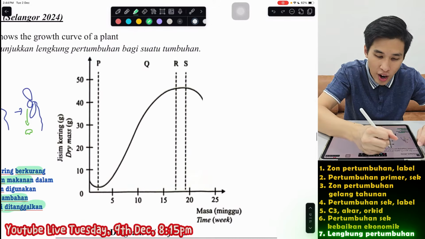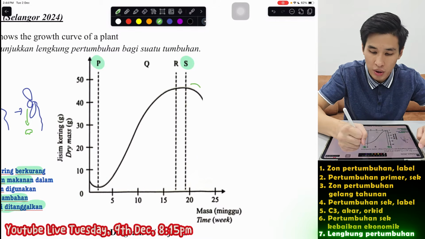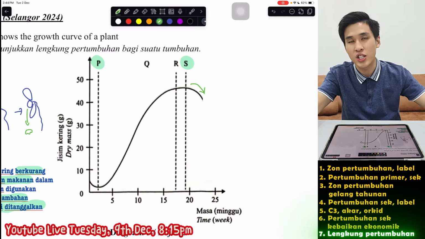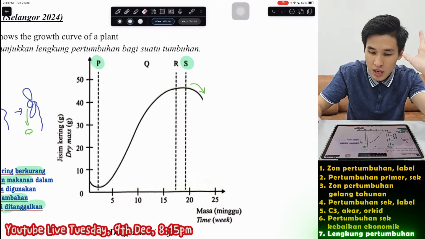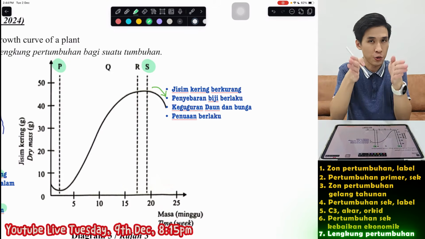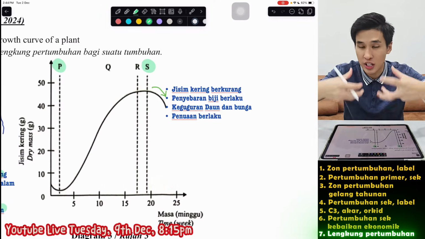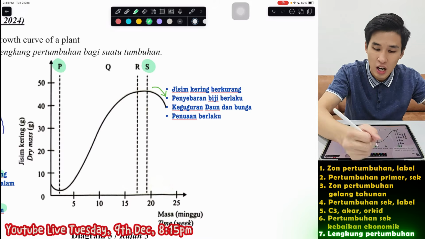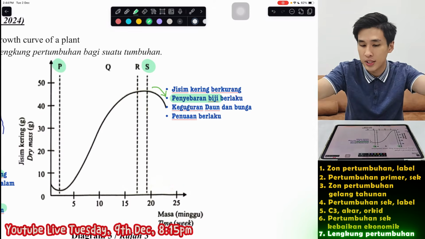Okay, and then what is for S? The last one. So sebelum dia mati, jisim pun mengurang. Of course, dia menjadi tua, jisim mengurang lah. But what else also cause the jisim to mengurang? Sebelum dia mati, dia akan menghasilkan biji. Because dia punya lifespan very short. So before they die, right, dia mesti membiak. Must make sure they have next generation. If not, they will extinct. So penyebaran biji berlaku, 散播种子, throw the seed out.